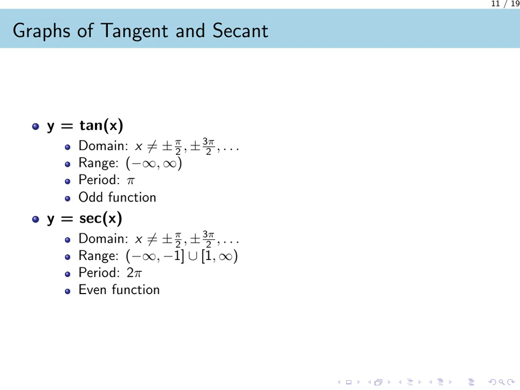Since it is the reciprocal of a value between -1 and 1, its range is everything outside that interval, values greater than or equal to 1 or less than or equal to -1. Its period is 2 pi, just like cosine, and it is an even function with y-axis symmetry. The key idea is that the properties of both functions are directly determined by the cosine function.